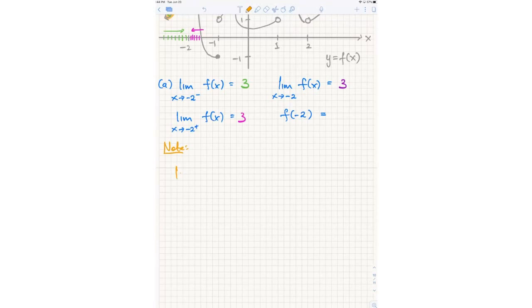So in general, the limit of f of x as x approaches c is equal to L if and only if, meaning these conditions are the same, the two one-sided limits are also both equal to L.